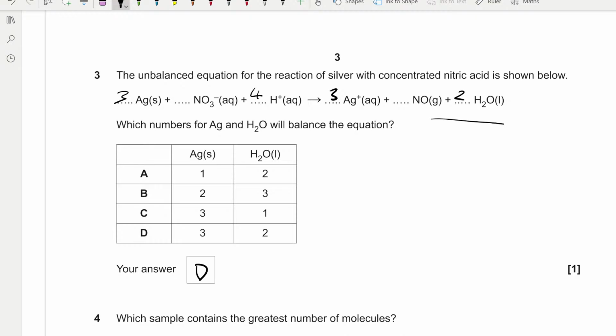And then you also need to make sure your charges are balanced. So on this side we have 1- and 4+, which gives us 3+. And then on this side we have 3+, just because of these 3 Ag+. So our charges balance as well. So therefore the equation is correctly balanced for answer D.